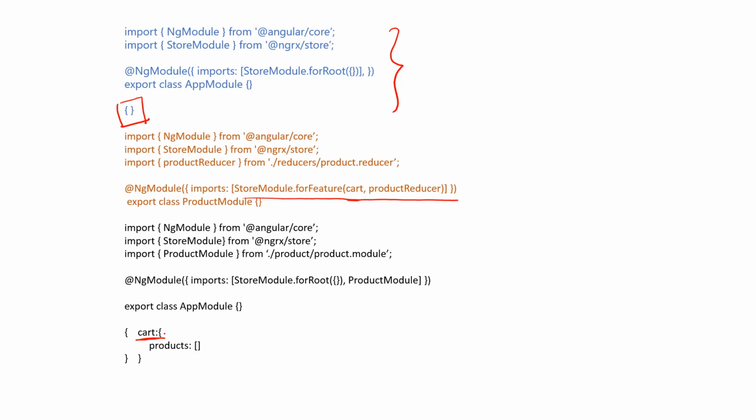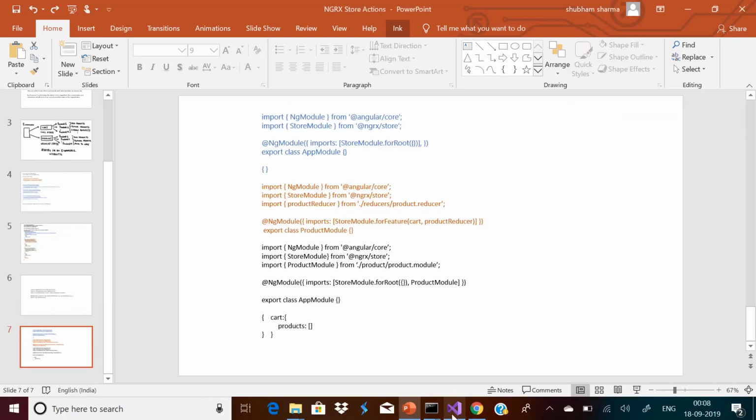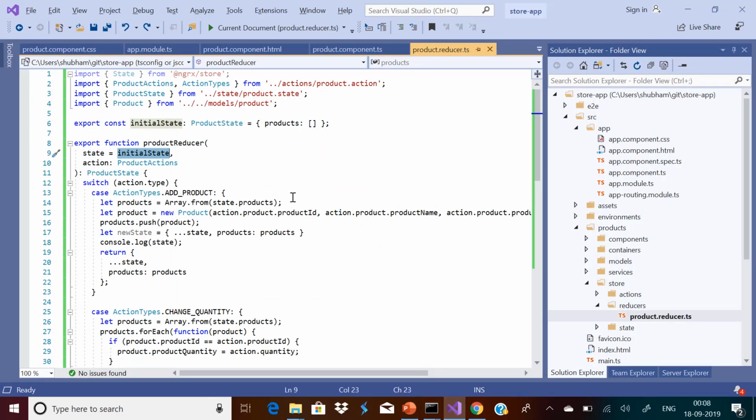Okay, so these are nothing but the syntax of how you can add a reducer at an application module level or at a feature module level. Okay, so let's jump to the code basically. So this is the code that we have written. Whatever we have just covered in our presentation is just the exact same code that we have just written. So let me go and let me run it for you.